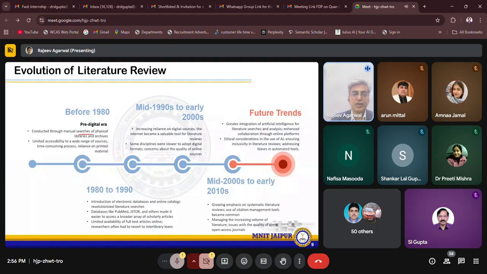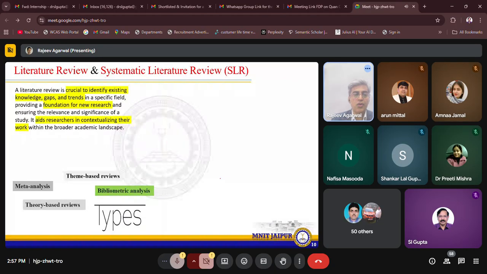So researchers were doing manual searches. Then electronic databases came, a database called PubMed. Then other tools started coming. Now, literature review is basically very crucial to identify knowledge gaps and trends. So there are a number of types of review: theme-based review, meta-analysis, bibliometric analysis, theory-based review.